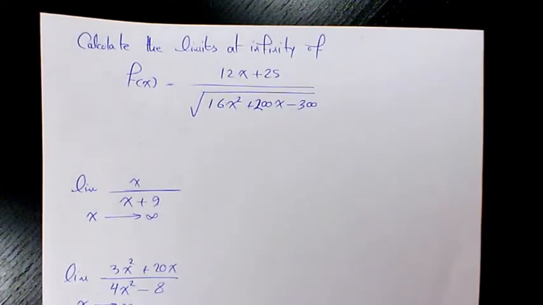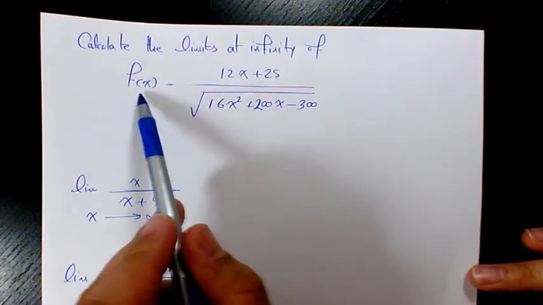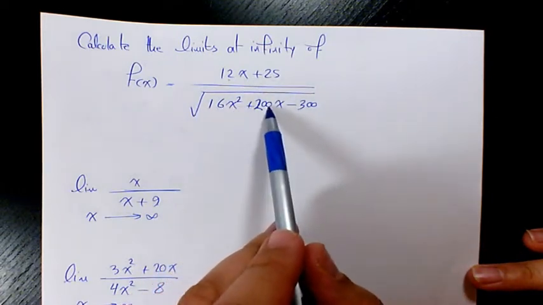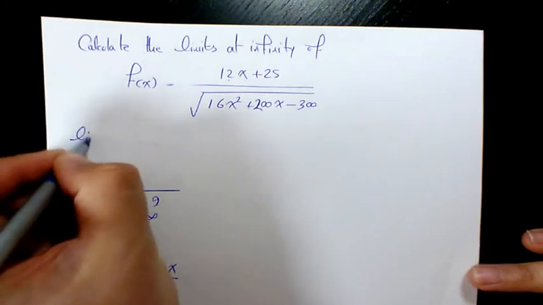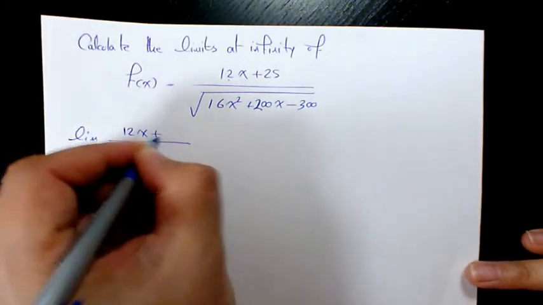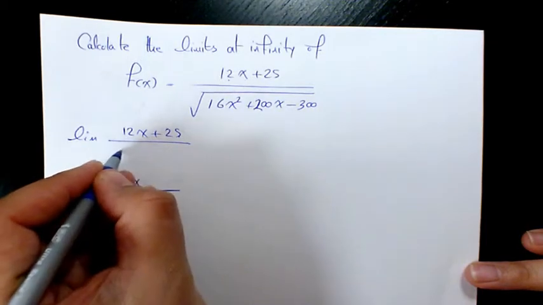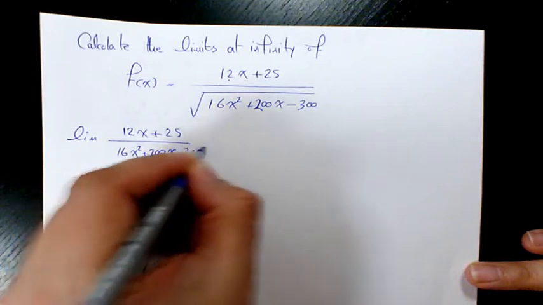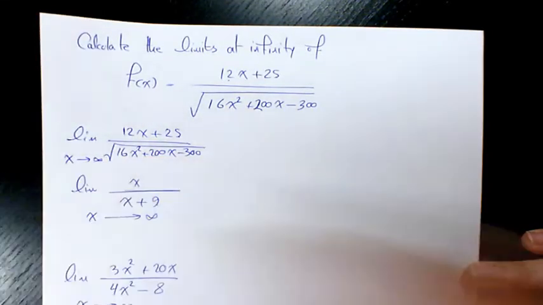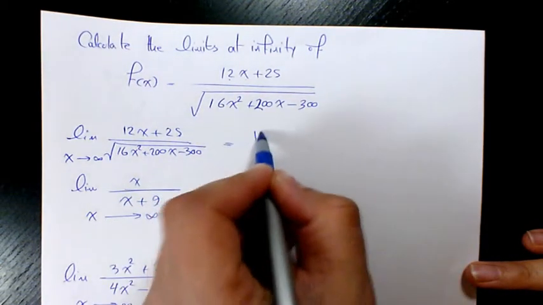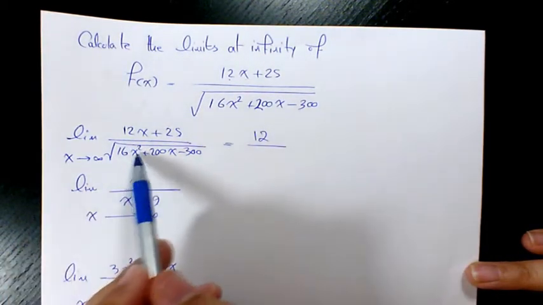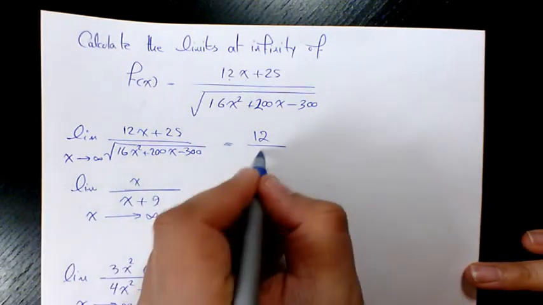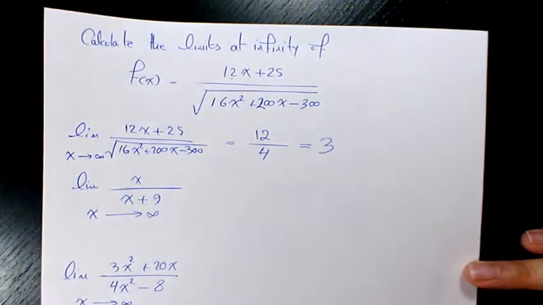Next one. Calculate the limits at infinity for f of x, 12x plus 25 over square root of 16x squared plus 200x minus 300. That's going to be limits of 12x plus 25. And here you have 16x squared plus 200x minus 300. And x is approaching infinity. The order of the numerator is 1, the coefficient is 12, and the denominator, the order is 1 as well. Square root of 16 is going to be 4. So the answer is going to be 12 over 4, which is going to be equal to 3.